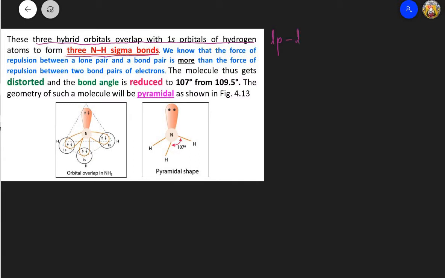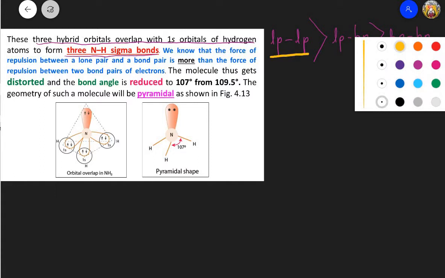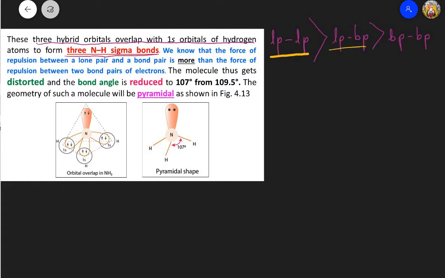Lone pair and lone pair will have more repulsion when compared with lone pair and bond pair, and this will have more repulsion when compared with bond pair and bond pair. Okay, so this we have to understand. What is that? Lone pair and lone pair will have more repulsion than lone pair and bond pair, which will in turn be more repulsive than bond pair and bond pair, right? So with this concept we now know that the force of repulsion between the lone pair and bond pair is more. So this is the lone pair and that is the bond pair.